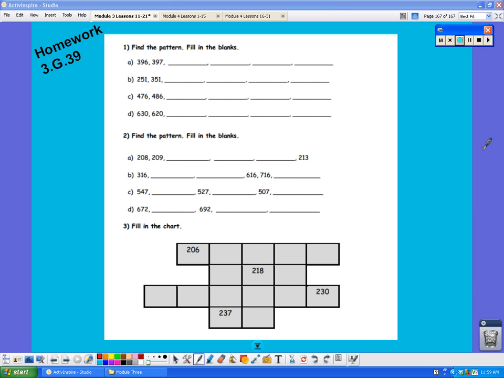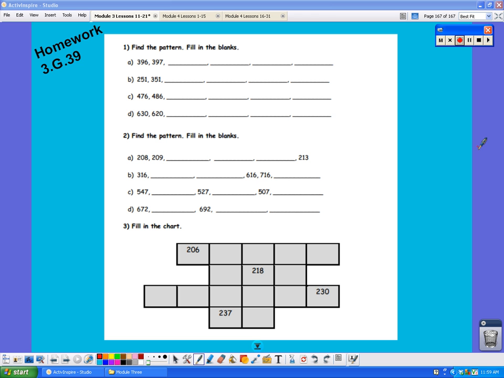The Lesson 21 objective says, complete a pattern counting up and down. So our homework number 1 says find the pattern, fill in the blanks. So let's look at letter A. They give us 2 numbers at the beginning and then 4 blanks to fill in.